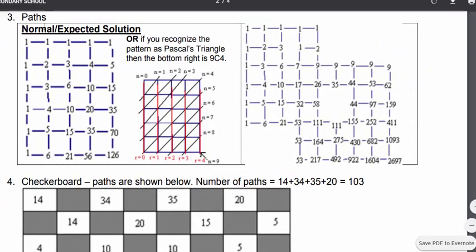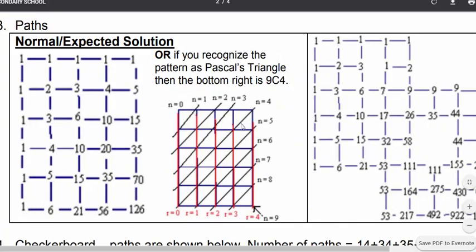Full solutions are posted on the website. These are them. And after going through it, you can verify that you have the right values along the way. The relation to Pascal's triangle is mentioned briefly here.